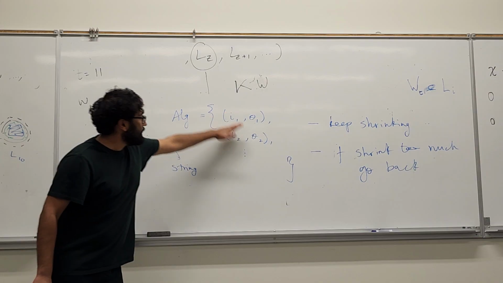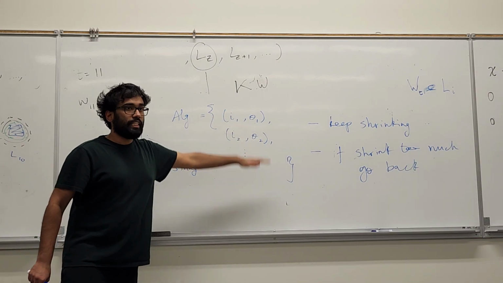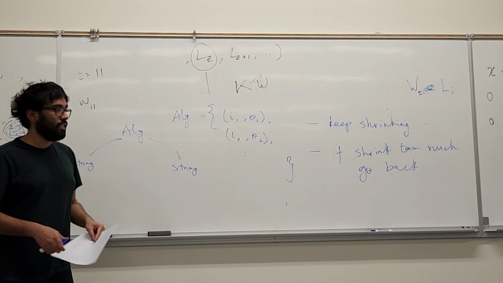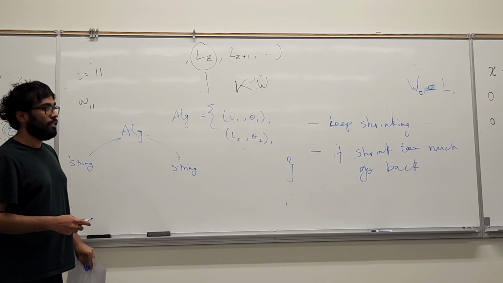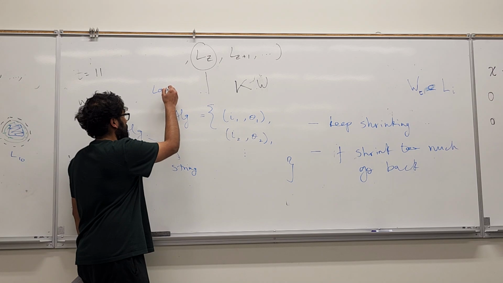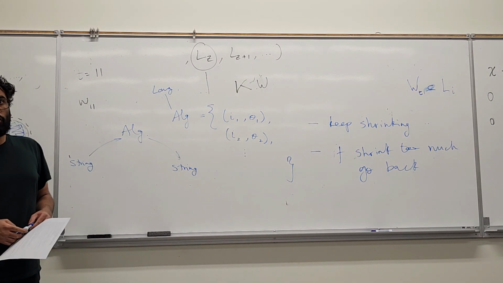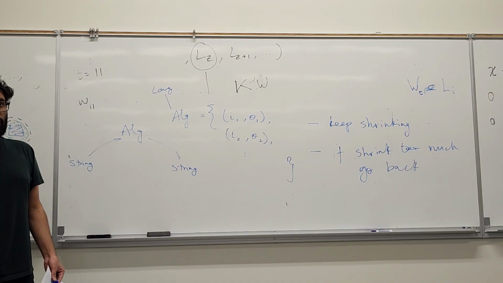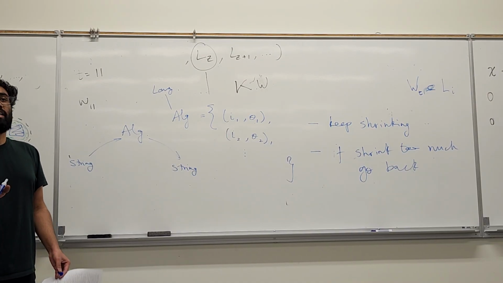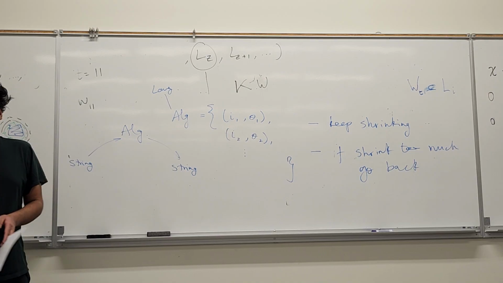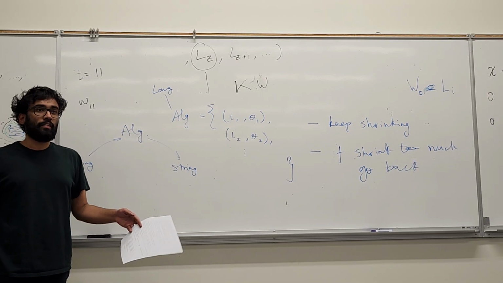So this set is a countable set of strings, right? And so maybe I can just call it a language. Now X is not a countable set of strings. X can be a countable set of algorithms. By the way, all algorithms are countable. So X can be the set of all algorithms.